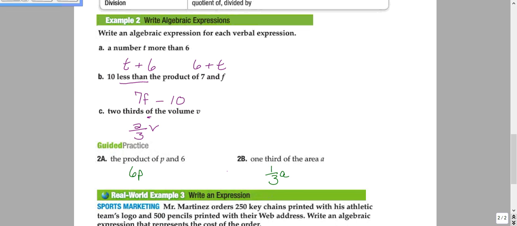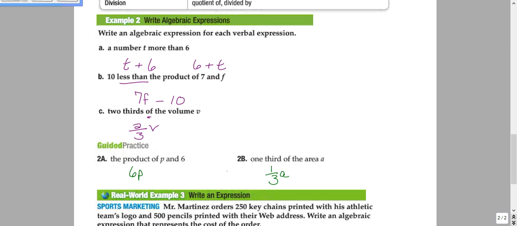Okay, looking at 2A, product we understand is multiplying. We also understand that we don't like to use that multiplication symbol anymore, so we're just going to squish them together. Notice how they put P first and then 6 last, but I flip-flop them. Another thing in algebra, we'd like to have numbers first and then the variable second. So 6P is the best way to write 2A.